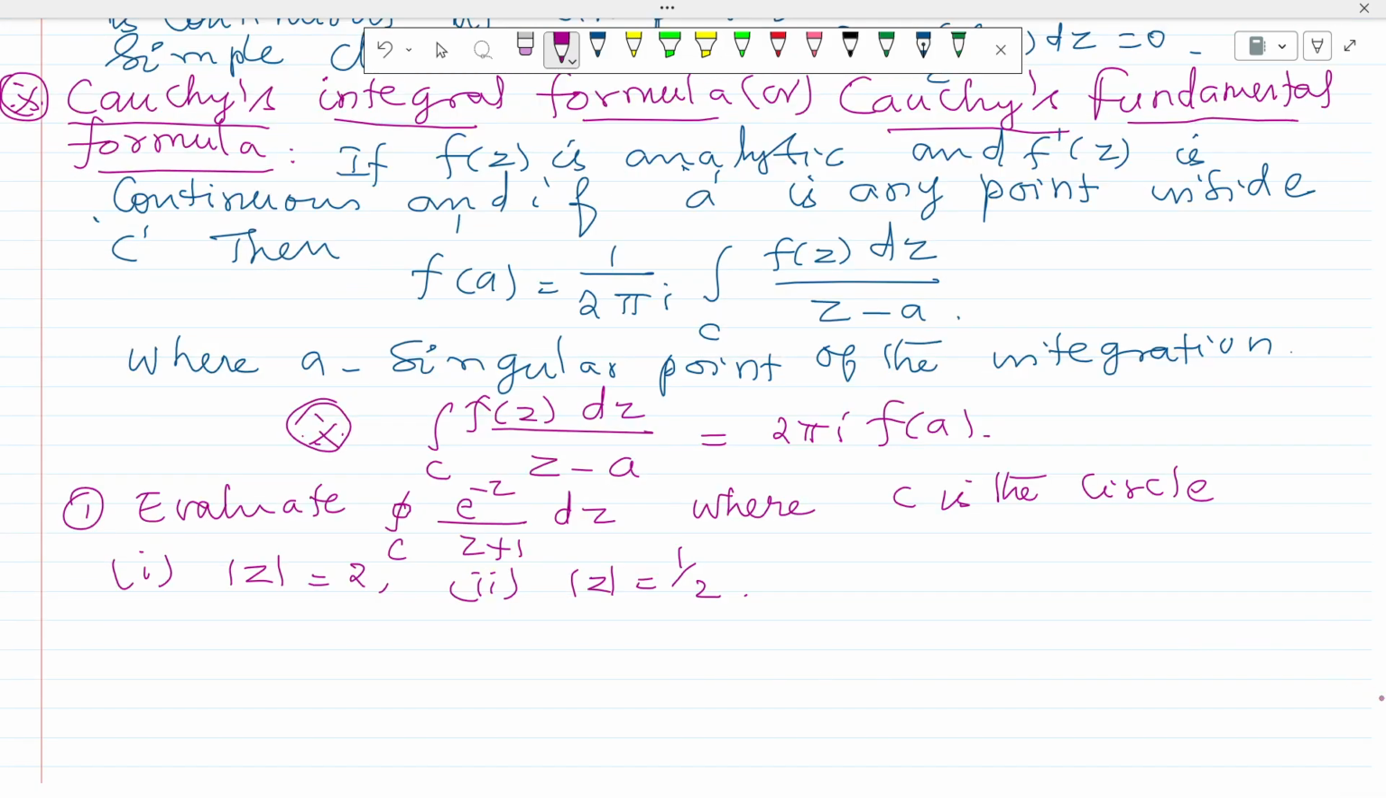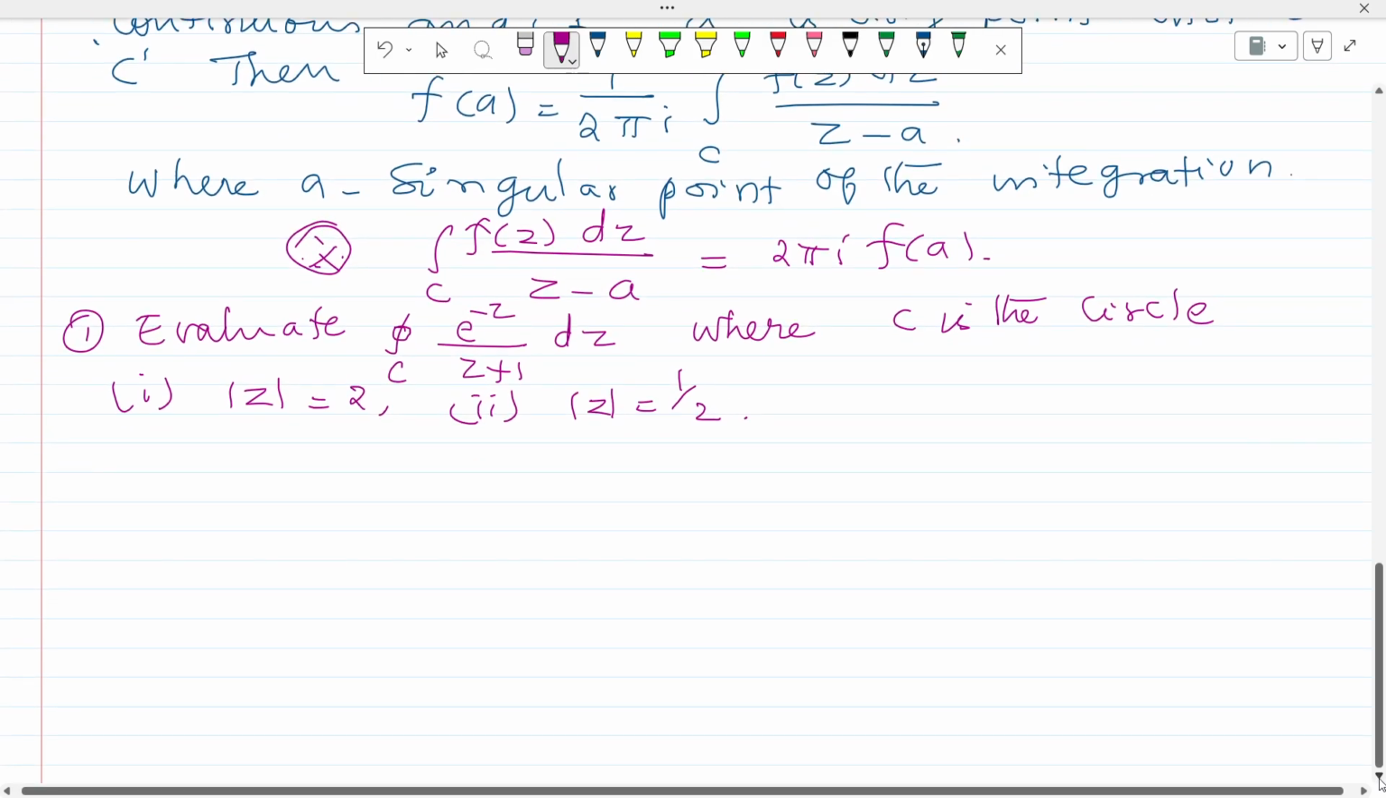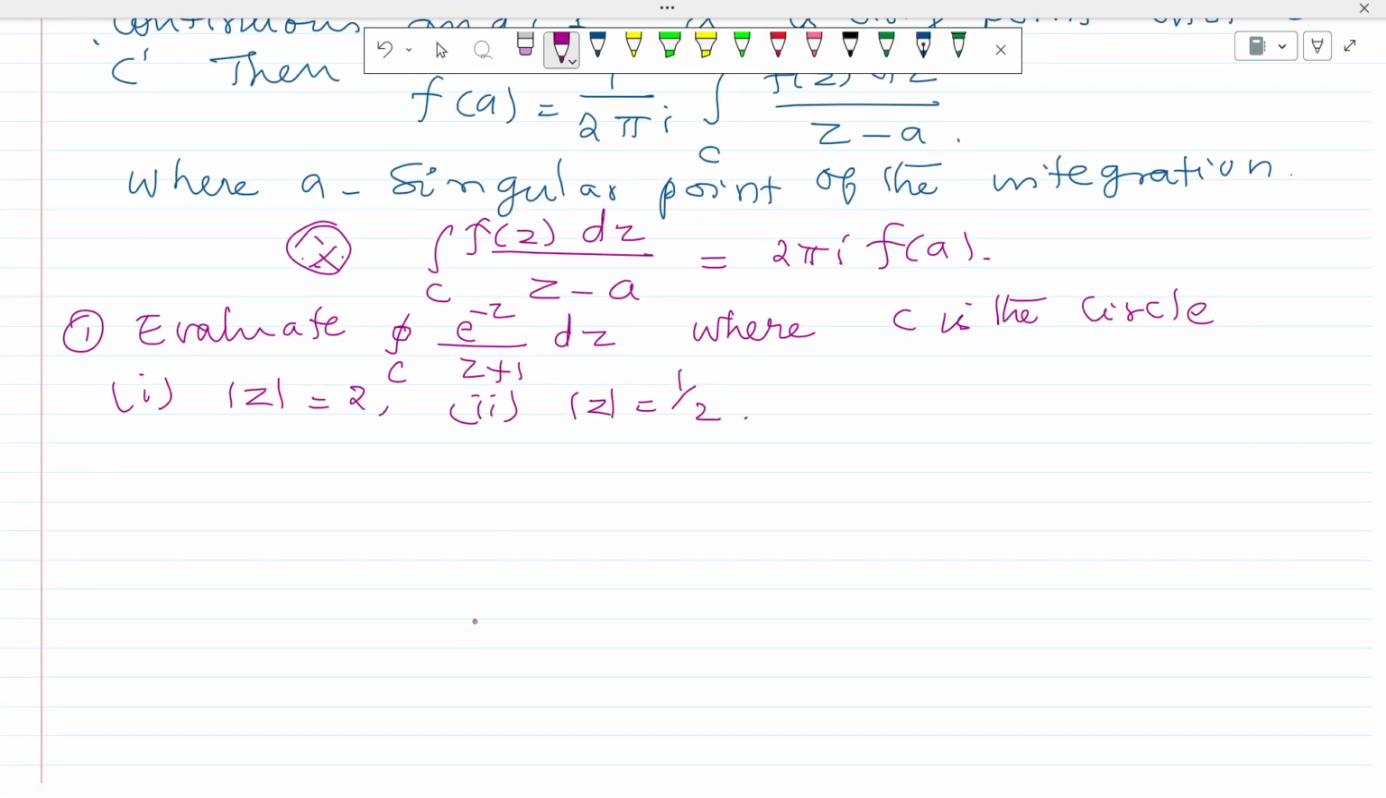So this is the problem. Here given: evaluate integral over closed curve C e power minus z by z plus 1 dz, where C is the circle mod z equal to 2, second one mod z equal to 1 by 2. We will discuss that problem one by one for each case. Okay, so write the solution for this.